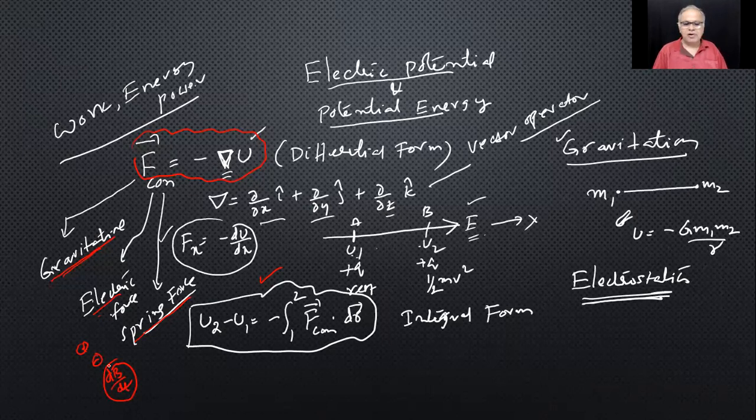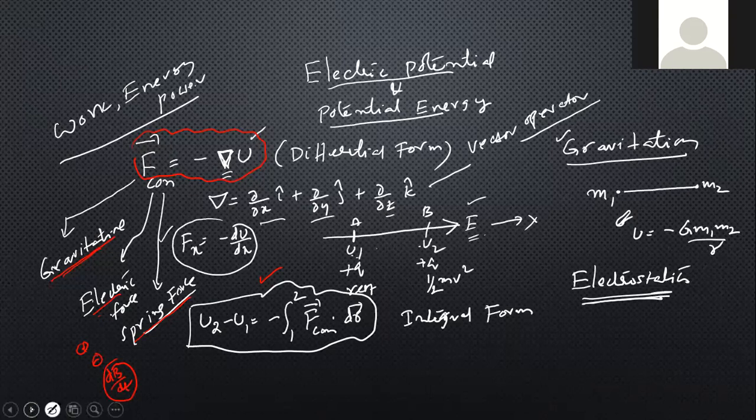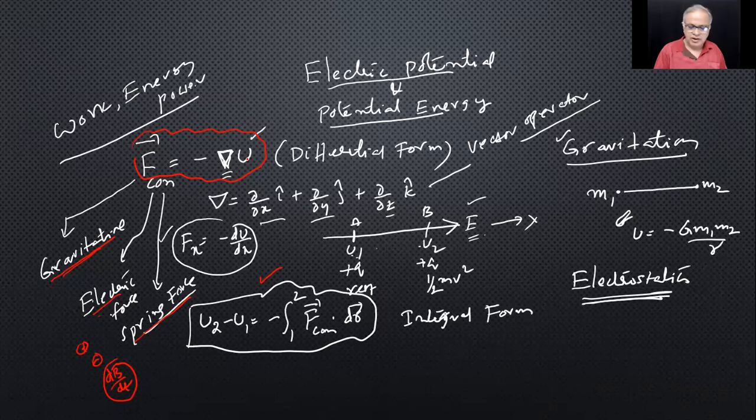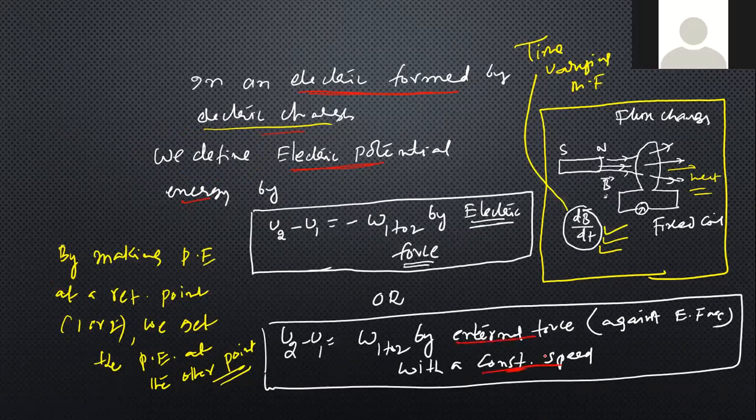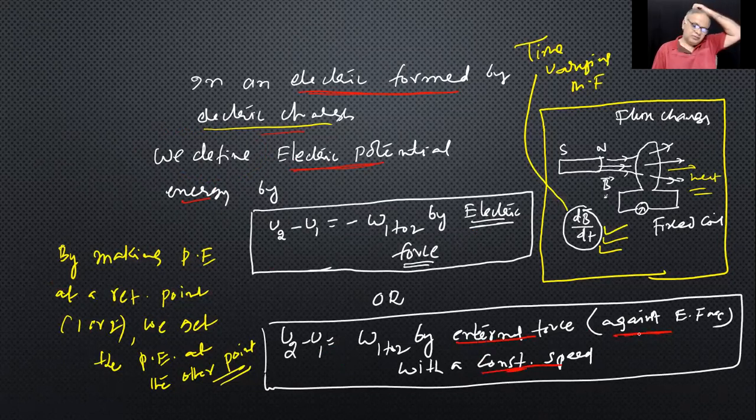Hello, can you hear me? All right. So both the differential form and integral form are valid for all the three kinds of forces. But currently we will be talking about electric potential energy. So both the definitions you are okay with. A minus sign will come if I put electric force. Minus sign will go, and this comes when you move it with a constant speed against the electric force.